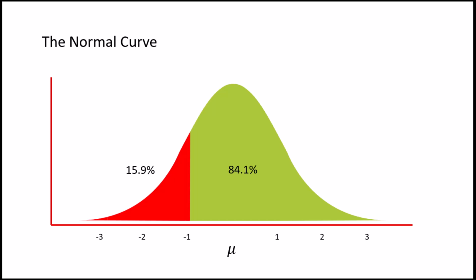84.1% would be the proportion of scores, or the probability of scoring more than one standard deviation below the mean. I know that the more and the above and the below and the negative and the positive can get confusing, but if you look at the graph and understand that the distribution is symmetrical, you shouldn't have too much trouble understanding this.